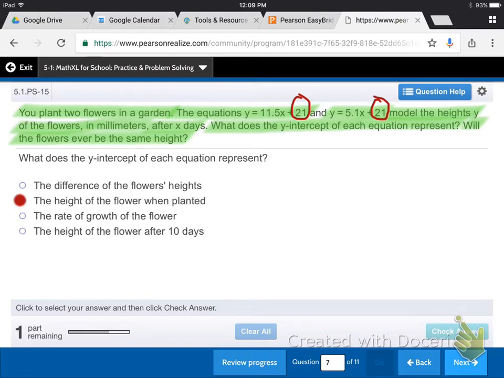Okay, and the 11.5x, what does that mean? That means the rate at which it's going to grow. So you have one flower growing at the rate of 11.5 millimeters per day, that's this one, and this one is growing at 5.1 millimeters per day. Okay, now let's go on to the next question.